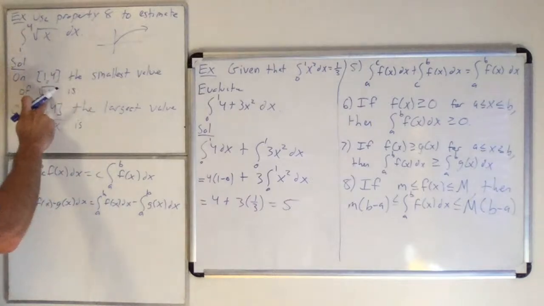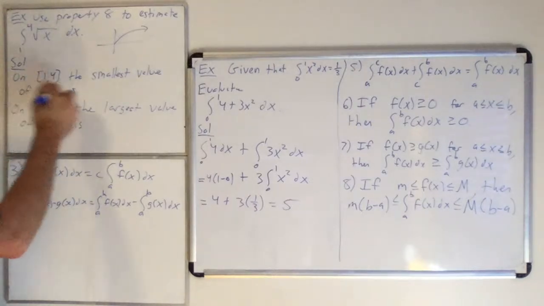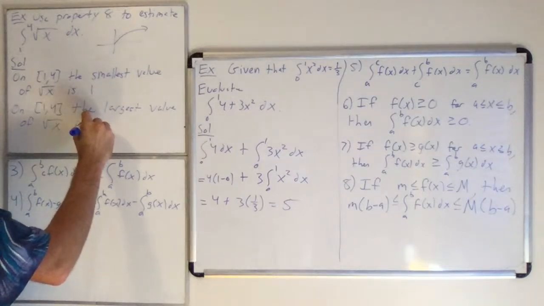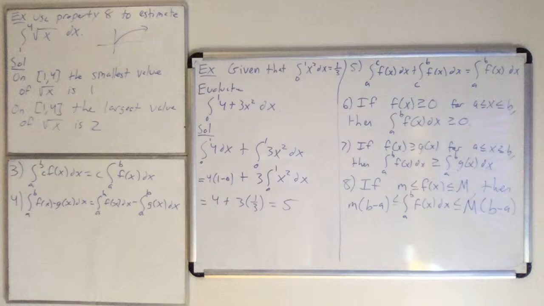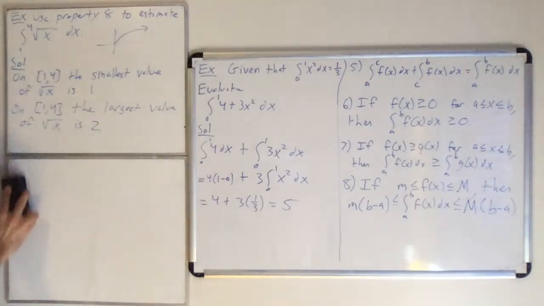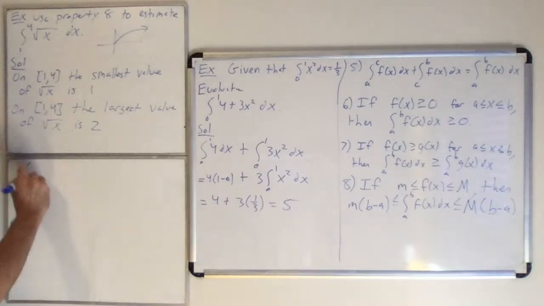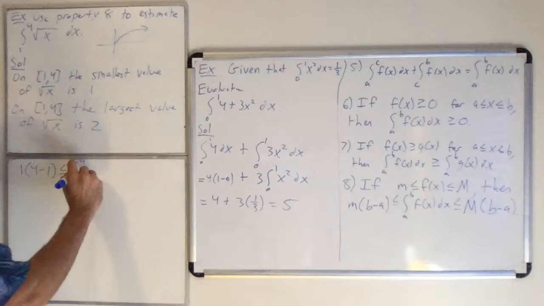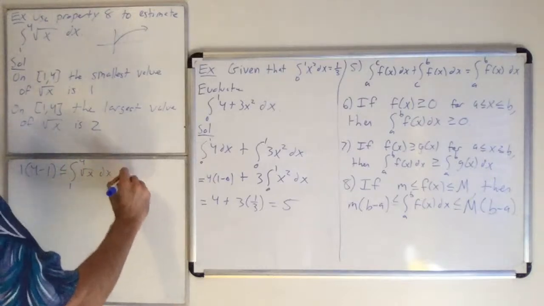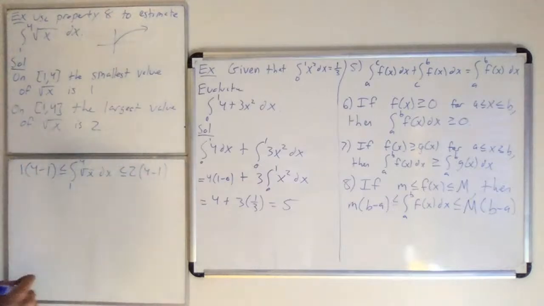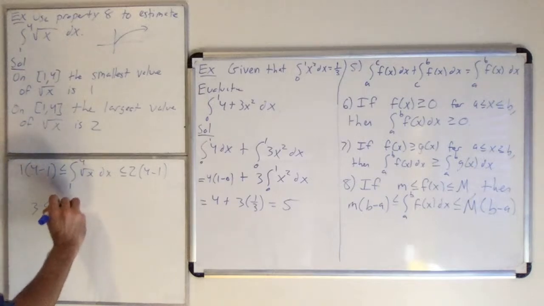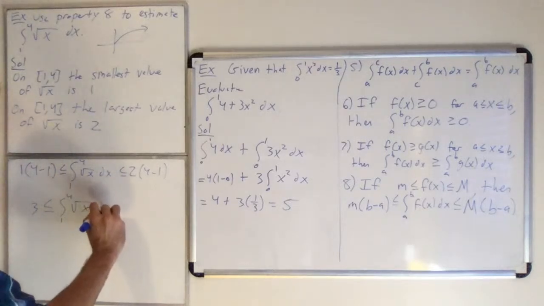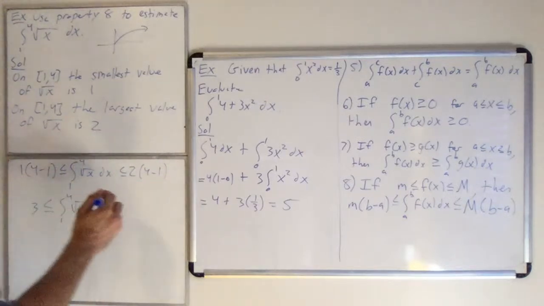Yeah, the smallest value of the square root of x on this interval is when we plug in the left endpoint, which is 1. And the largest is the square root of 4, which is 2. So property 8 tells us that 1 times 4 minus 1 is less than or equal to the integral from 1 to 4 of the square root of x dx, which is less than or equal to 2 times 4 minus 1. Okay, so we know that this integral is somewhere between 3 and 6.